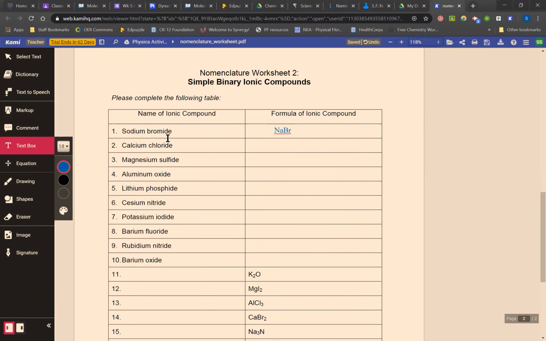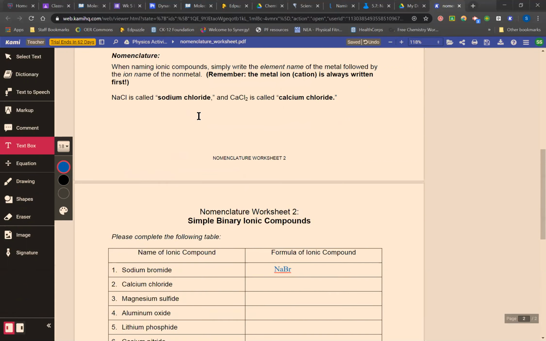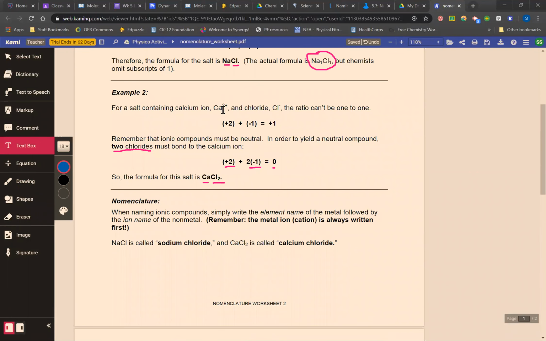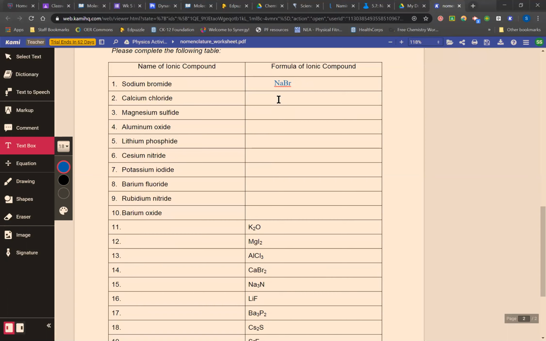Now you've continued going down, and don't forget the example here for the calcium chloride. If it has a +2 up here and this is a -1, just think you'll need 2 down here. And that's what they did, the 2 here. That tells me that there were +2 calcium with 2 negative chlorine. All right, so fill in the rest of these using this example.